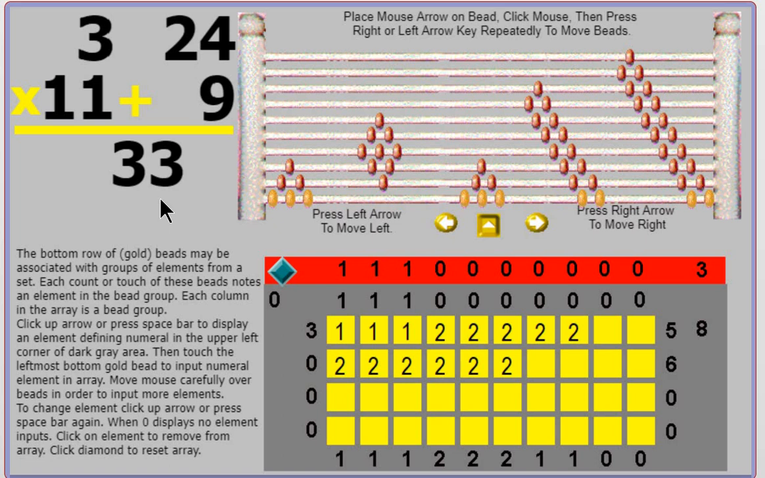And so you can see in this way you can understand the multiplication on the Pythabacus as being equivalent to the inner and outer products of groups of elements from 2 subsets. In this case, we can see defined by the numerals 1 and 2.